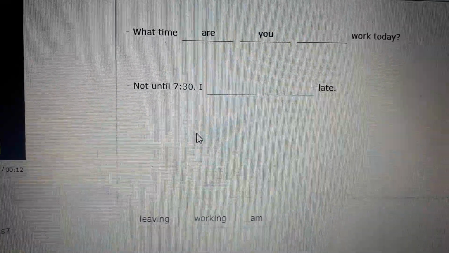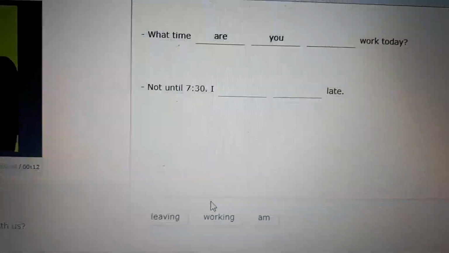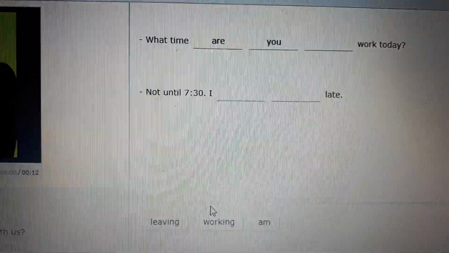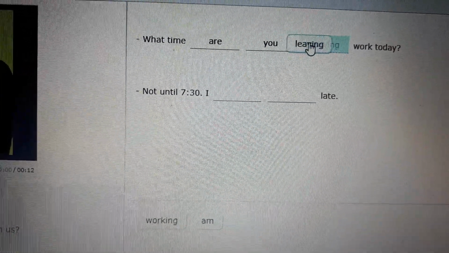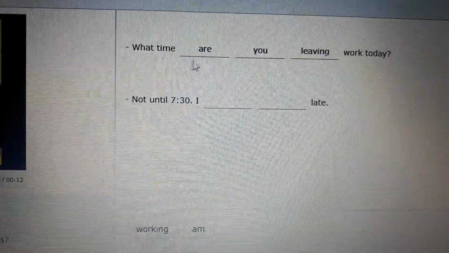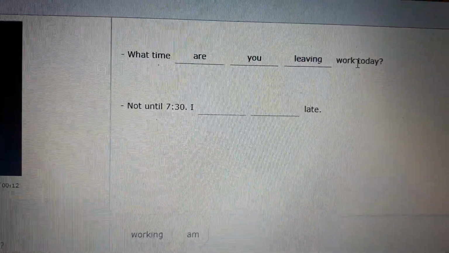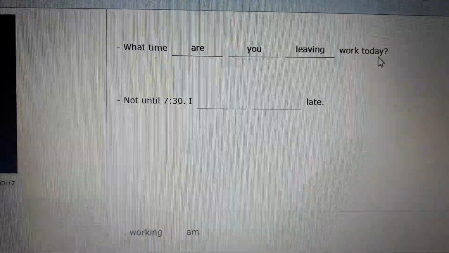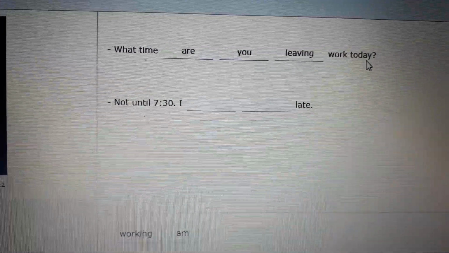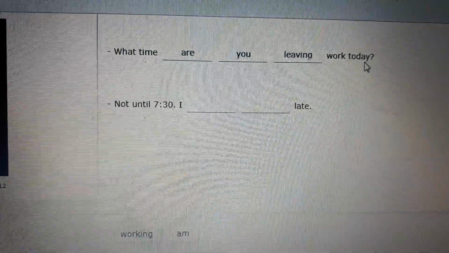And then we need an action. We have 2 actions, leaving and working. Let's see if leaving is correct. What are you leaving? I'm sorry, what time are you leaving work today? It's like saying, ¿a qué horas te vas? ¿A qué horas dejas de trabajar? So, what time are you leaving work today?